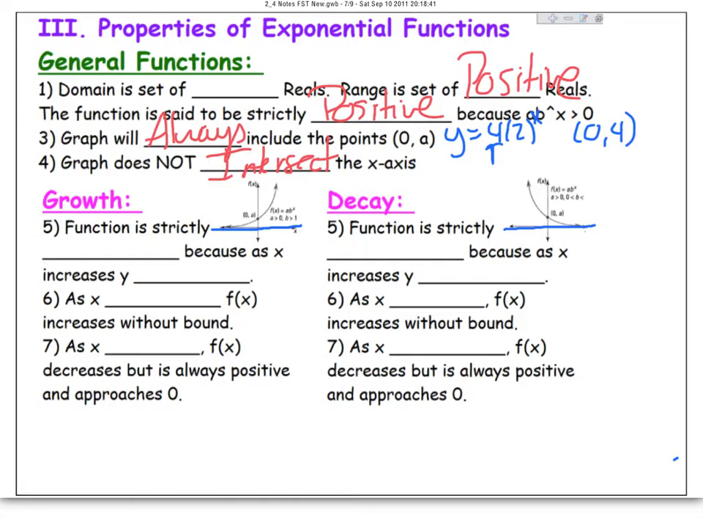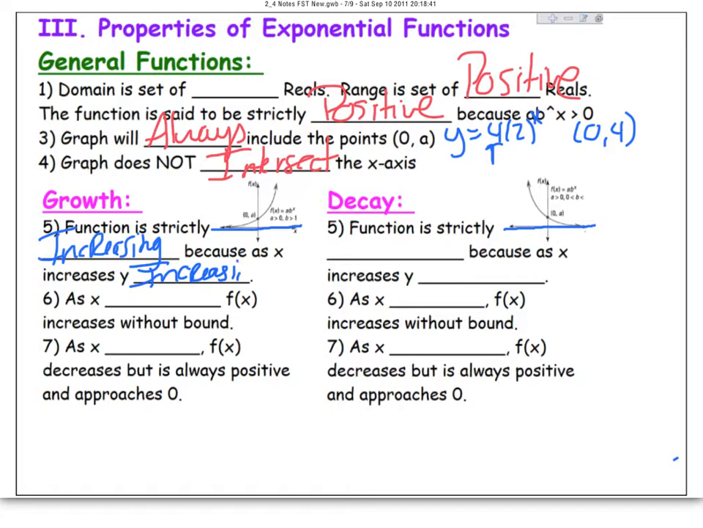Now if we just look at the growth function in particular, let's do some vocab. This function is said to be strictly increasing because as x increases, you're going to see the y values increase. So just read it as the x increases, the function actually increases. So we'll say y increases.